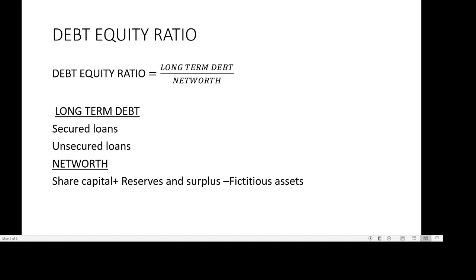So how can you find out the debt equity ratio? Debt equity ratio is equal to long-term debt divided by net worth. When I say long-term debt, these are long-term secured as well as unsecured loans. Now, net worth. How do you calculate net worth? Net worth is equal to share capital, that is equity share capital plus preference share capital plus reserves and surplus minus fictitious assets, like the preliminary expenses, discount on issue of shares and debentures, etc.